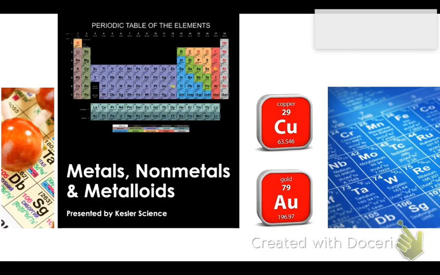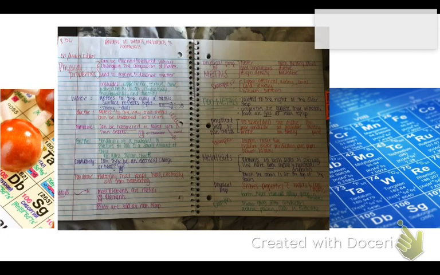Alright, so metals, nonmetals, and metalloids. So again, I combined the PowerPoints just because these two really work together. This is the notes that I took. I think it was just these 2 pages. I think the other page is just another cutout of the interactive notebook template. So there's another template that you're going to cut out.